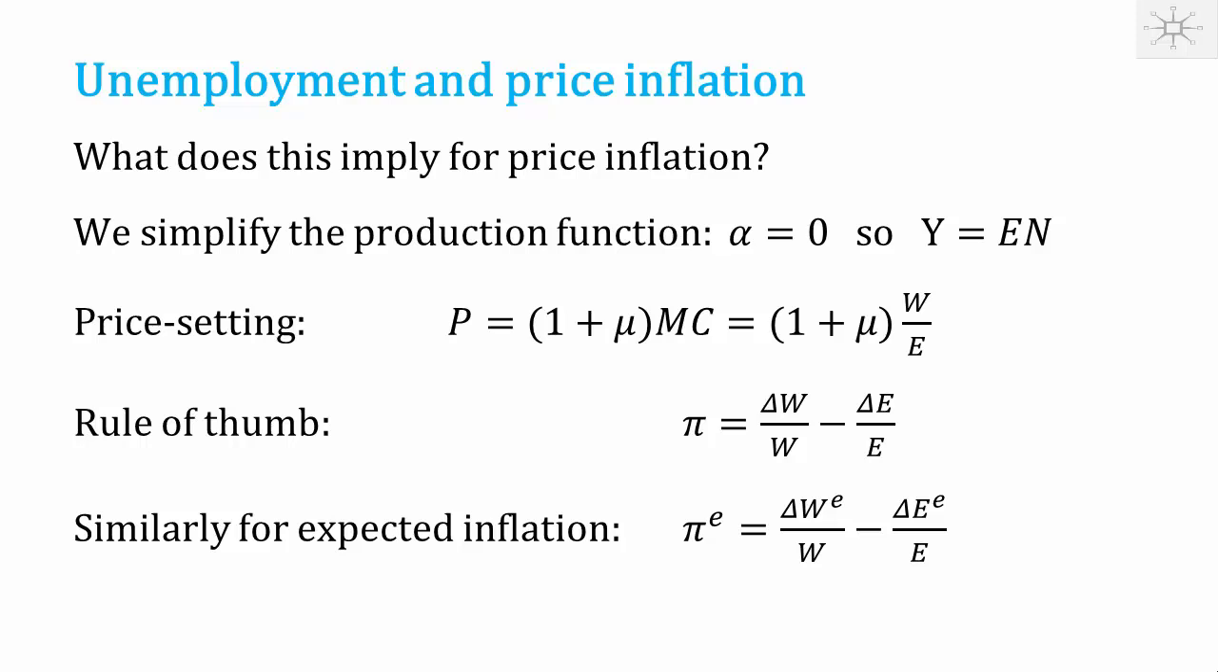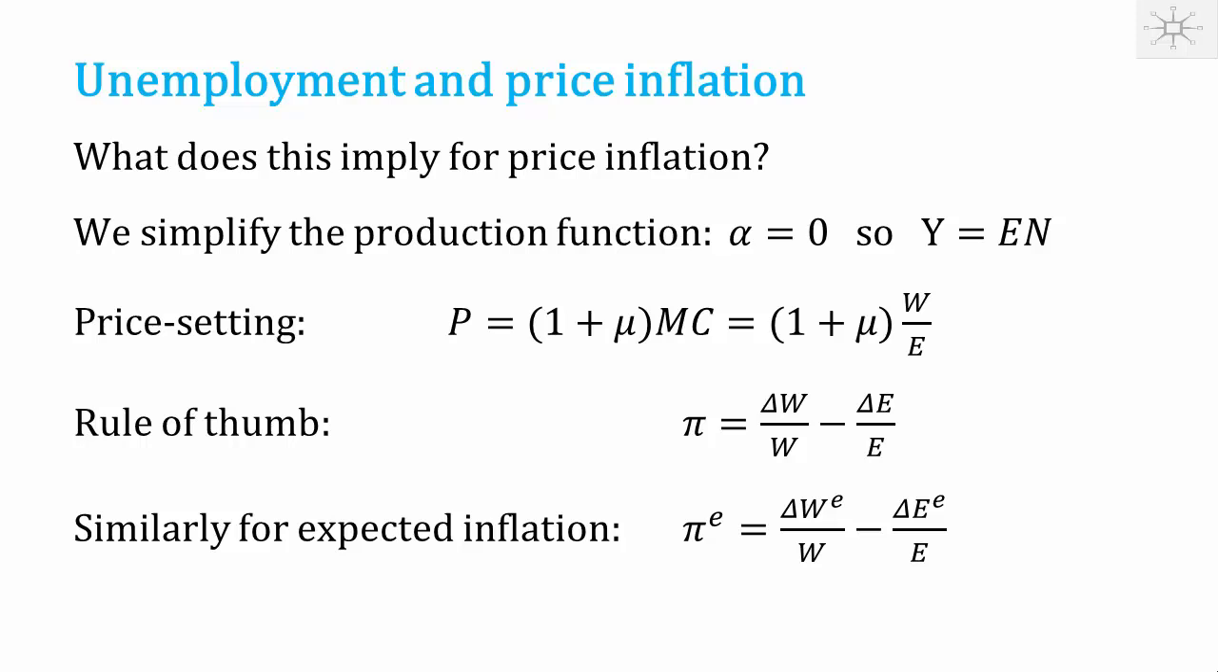And we know from the price equation that we derived in chapter 2 that the price is set with a markup on the marginal cost. And with this production function, the marginal cost of producing a unit of the goods is just the wage divided by E, which is the productivity of the worker.